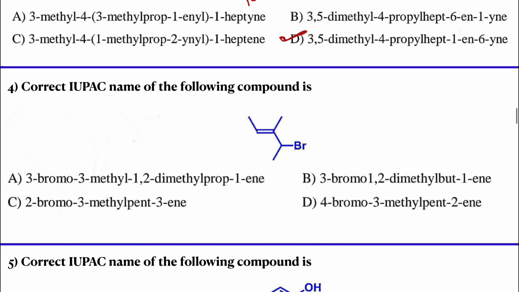In the next question, the double bond is the functional group. So the longest chain will be this one. So totally we have 5 carbons. The double bond has to get the least possible number. Therefore, numbering will be from this side. And here we have 2 branches: one is methyl, another one is bromo. Alphabetical order: 4-bromo, 3-methyl, pent-2-ene, and the correct answer is D.